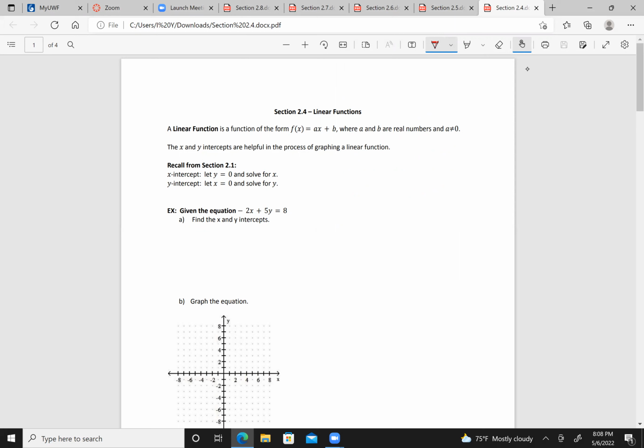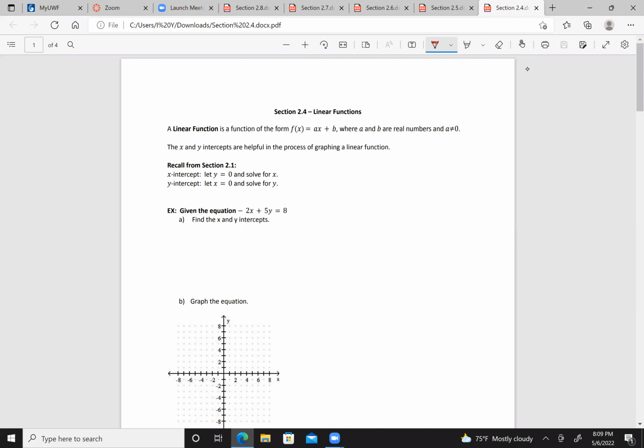The x and y intercepts are helpful in the process of graphing a linear function. We can find the x-intercept by letting y equal 0 and solving for x. We can find the y-intercept by letting x equal 0 and solving for y. So let's break this down. Given an equation, negative 2x plus 5y equals 8, find the x and y intercepts.